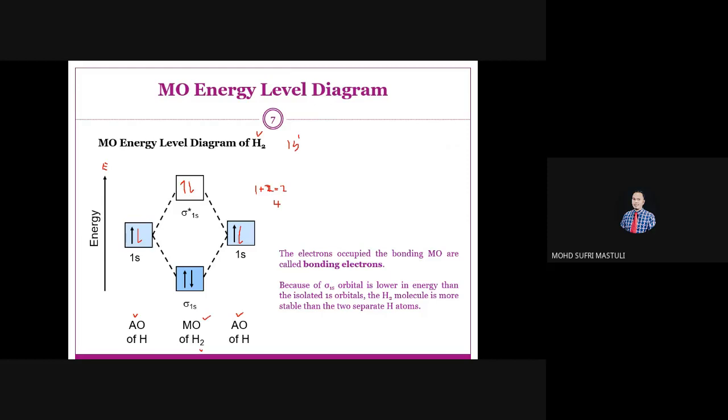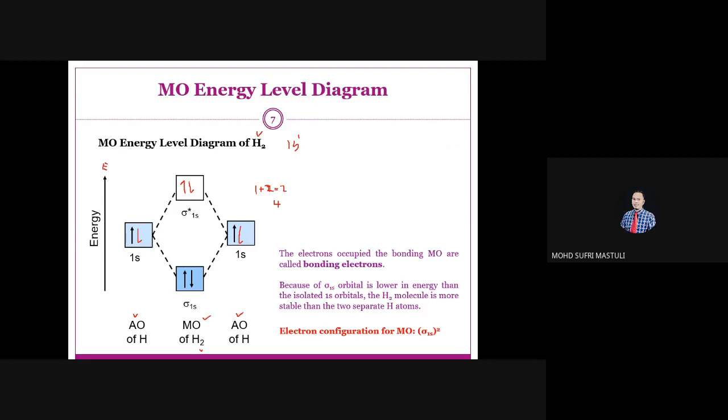So the electrons occupy the bonding molecular orbital. We call them bonding electrons. Because the sigma 1s orbital is lower in energy compared to the isolated atomic orbitals, the hydrogen molecule is more stable compared to the separate atoms.